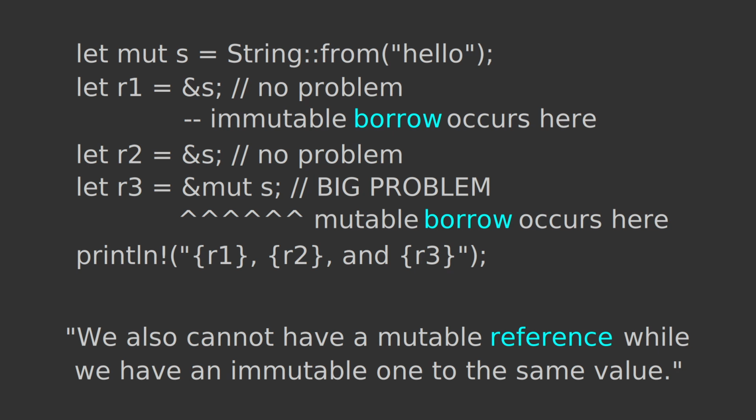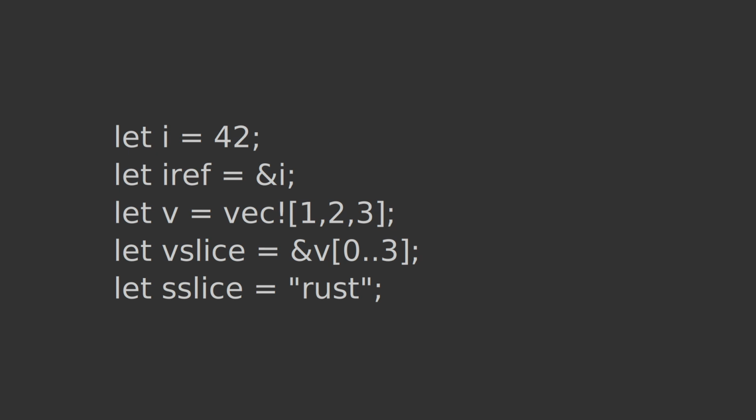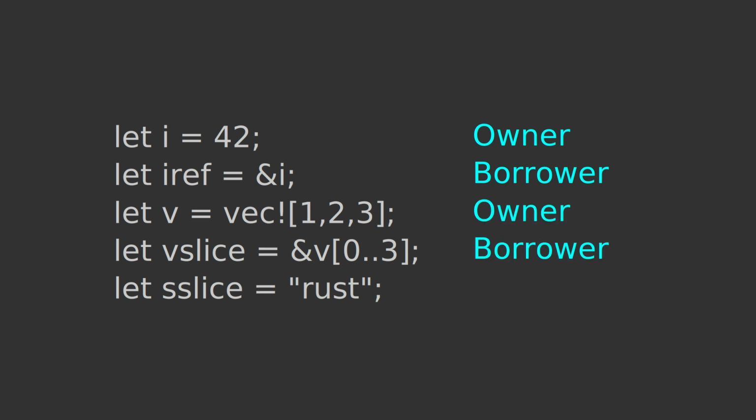One last thing before we finish. Have a look at this code. We see two examples of borrowing. The reference type iref borrows from i, and the reference type vSlice borrows from v. But the reference type sSlice doesn't appear to borrow, and there doesn't appear to be an owner.